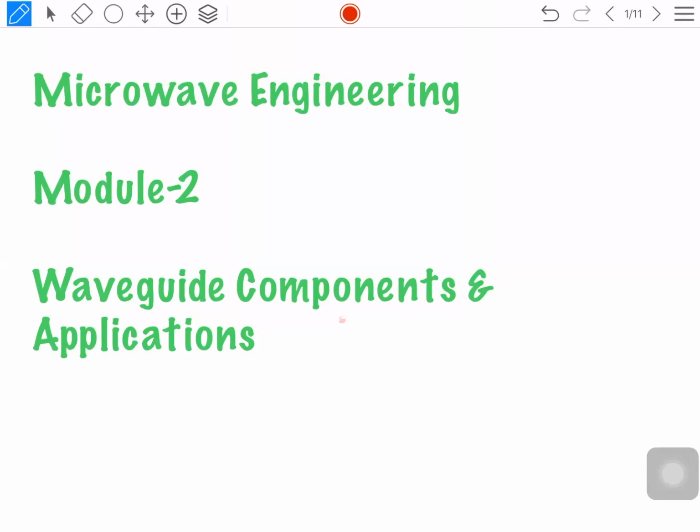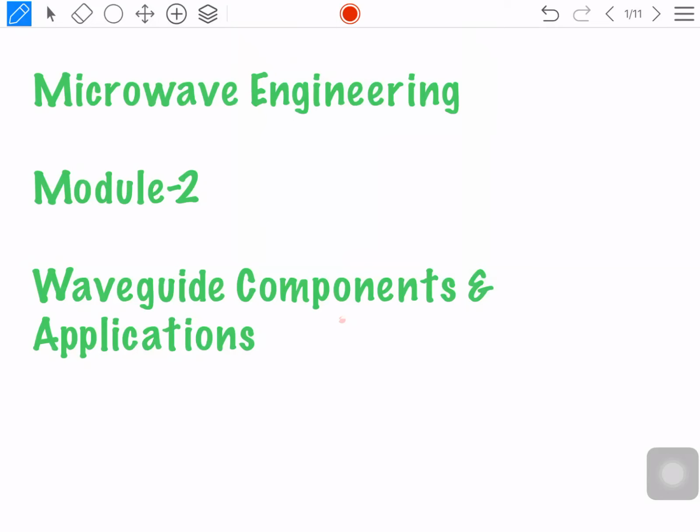Hi, in Module 2 we will discuss waveguide components and applications. In Module 1 we have discussed the various transmission lines used for communication purposes. The purpose of this module is to discuss the structure, characteristics and application of various special components.